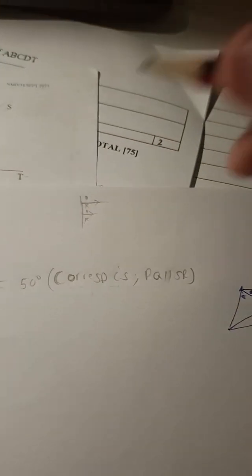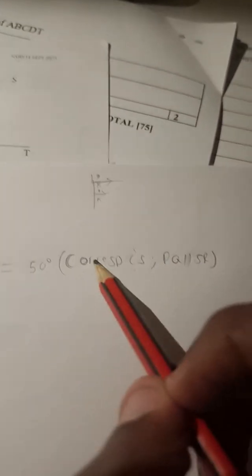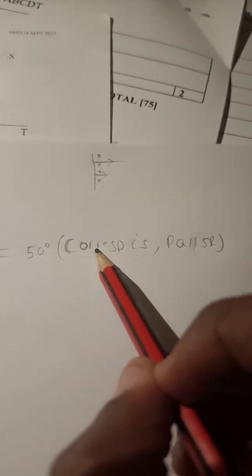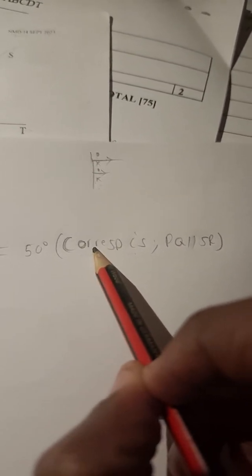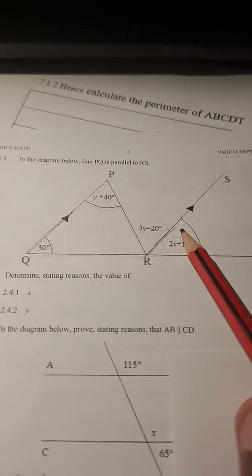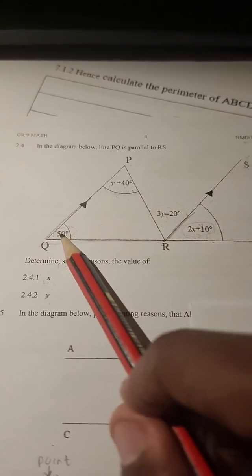We say top is equal, and we say bottom is equal. But we must always state our reason and say corresponding angles. PQ is parallel to SR. Are we together? 2x plus 10 degrees is equal to 50 degrees.